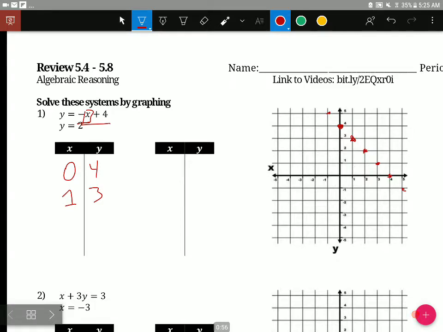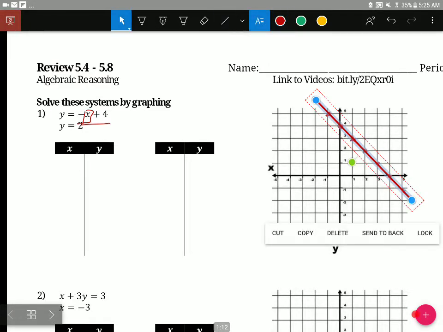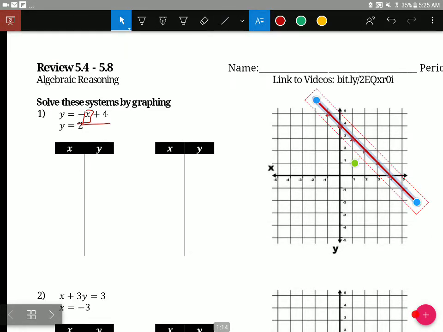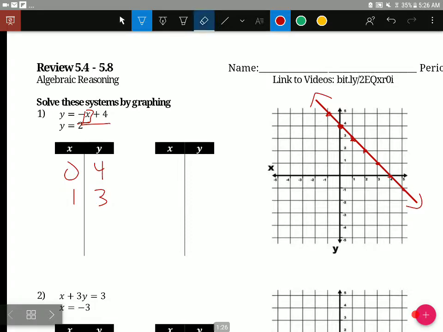Especially if you don't have a straight edge. If you have a straight edge, you're probably okay. Otherwise, you need to follow it along because you never know which one of those things is going to cross. And I actually can draw a line, so I'm going to. Oh, it erased my thing. 0, 4. 1, 3. Okay, so let's do another one.